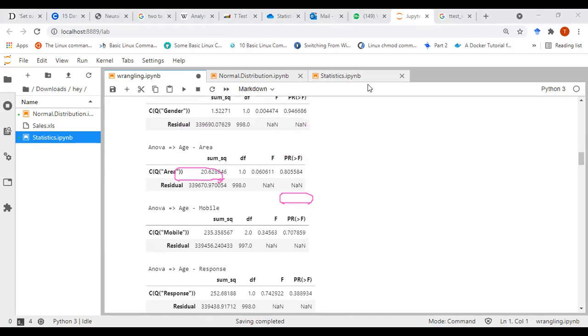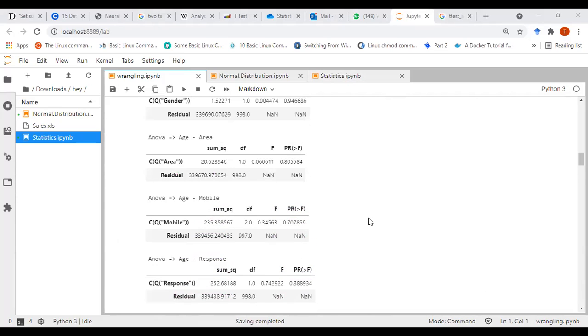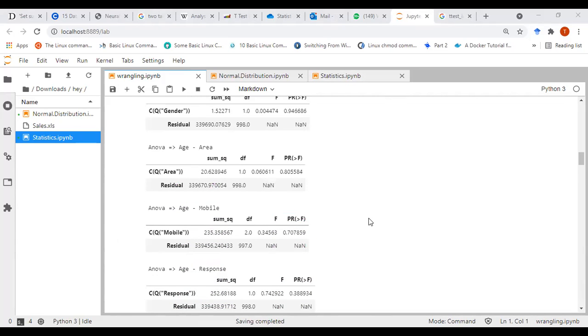And what about in this case? Age and area? 80%. Again, we can say that the null hypothesis is true. Again, same thing. Age and mobile, again same. Age and response, again same. So it turns out that age is not different across any of our string variables.